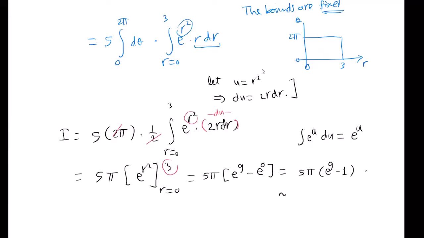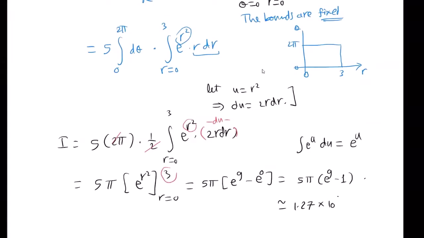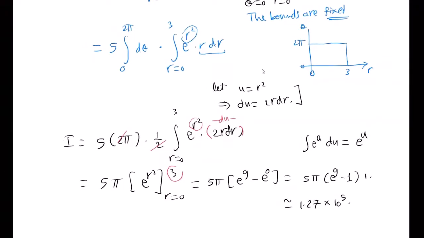This approximately equals 1.27 times 10 to the 5, using a calculator and approximation, if this is needed in decimal notation, but this exact result is enough.